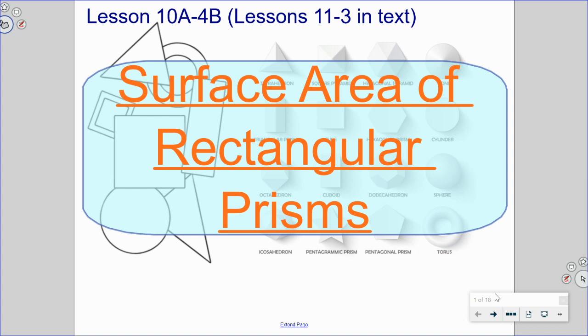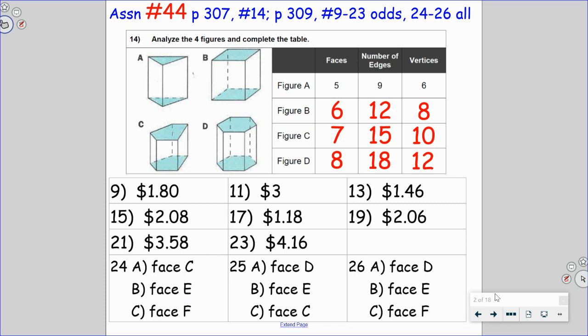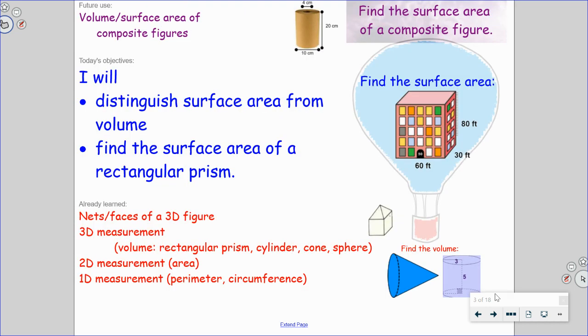Lesson 10A4B, which is really 11.3 in the textbook. Surface area only of rectangular prisms today. For a moment, I want you to go ahead and pause whatever the assignment number was, page 307 and page 309. Pause, check your answers, come back when you're ready, please.